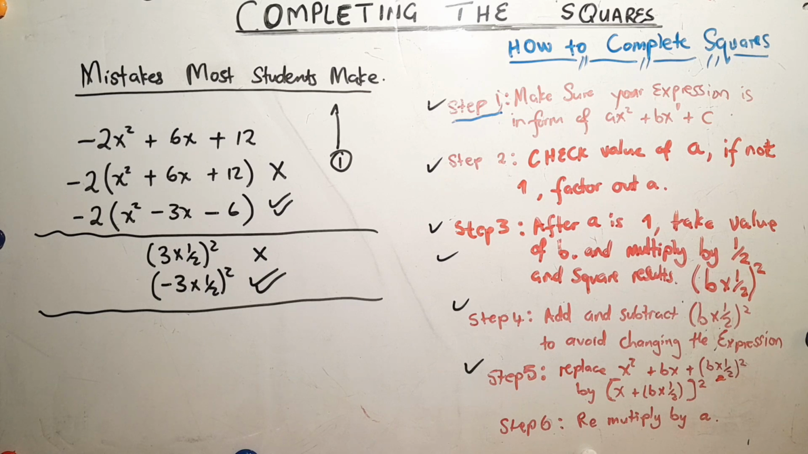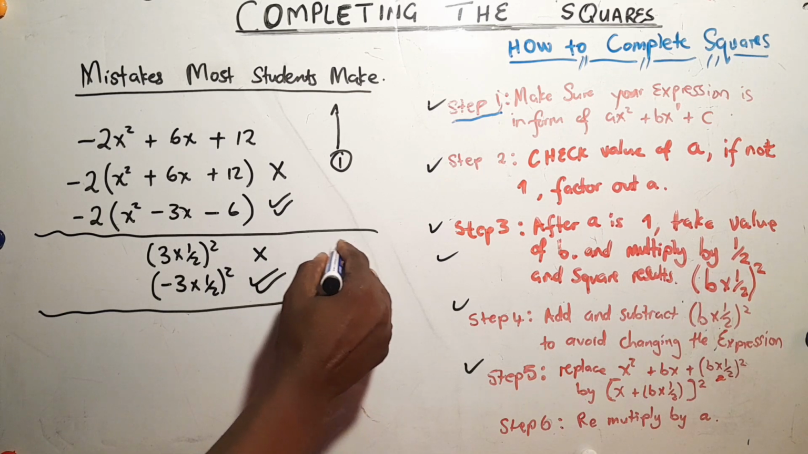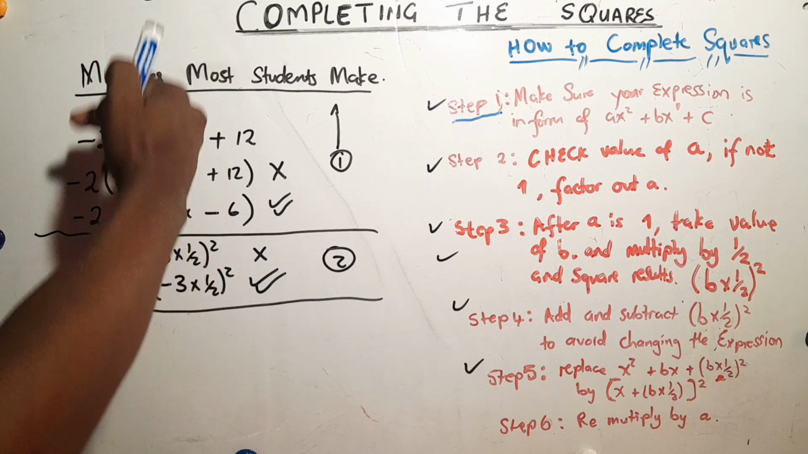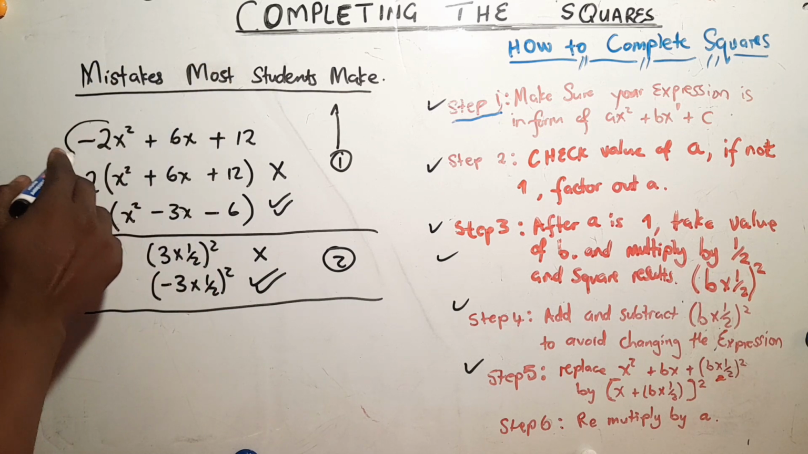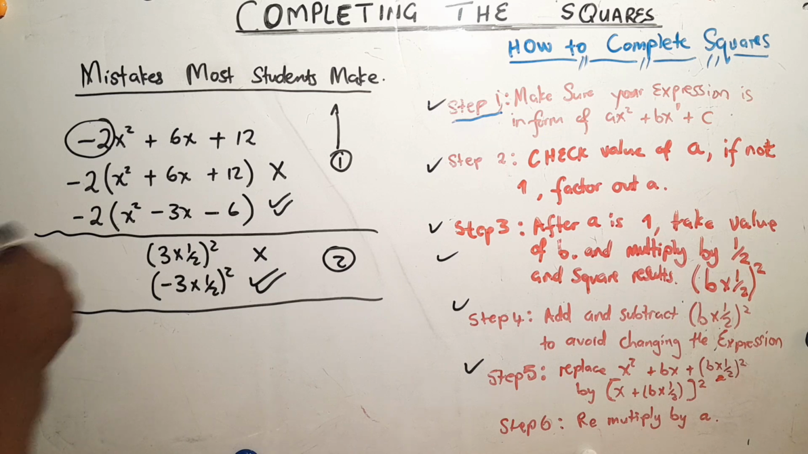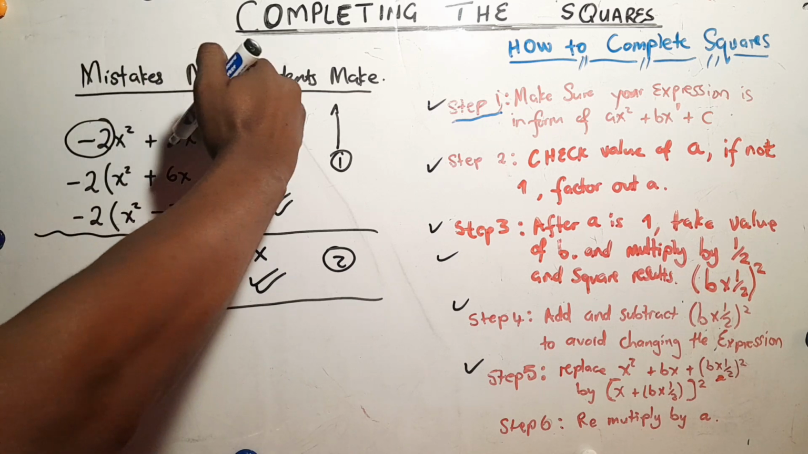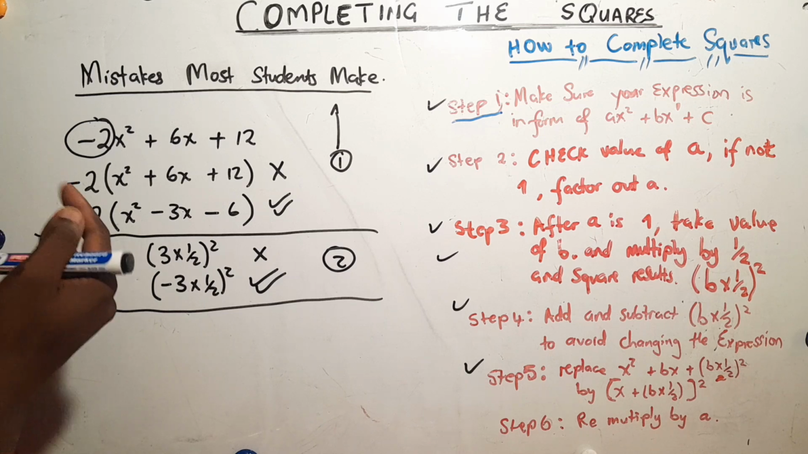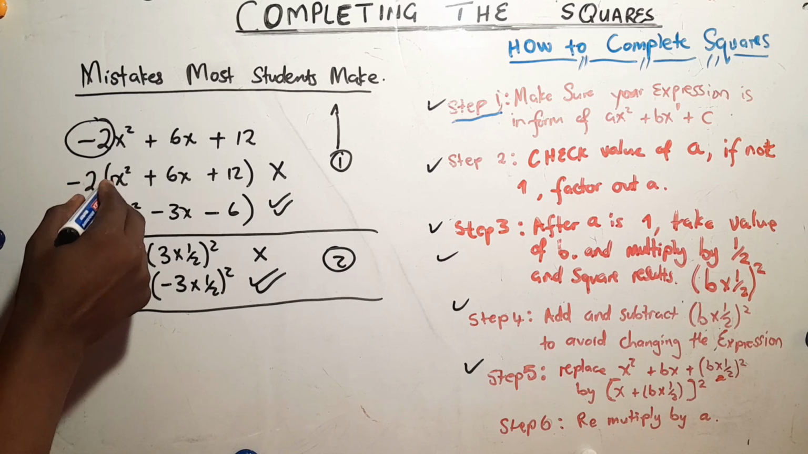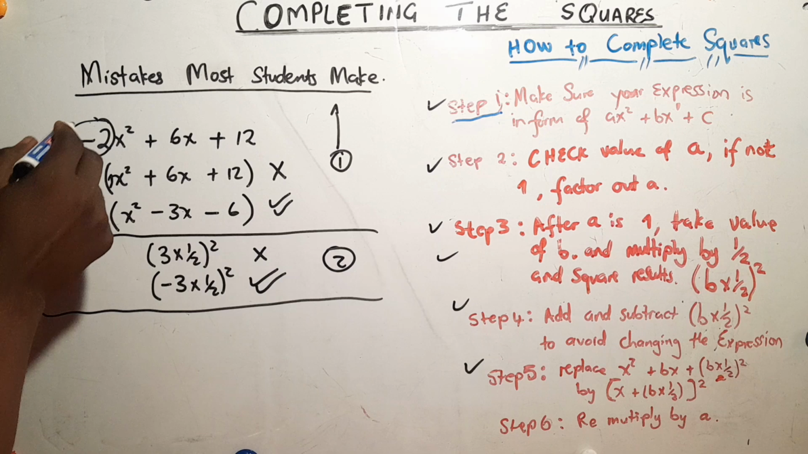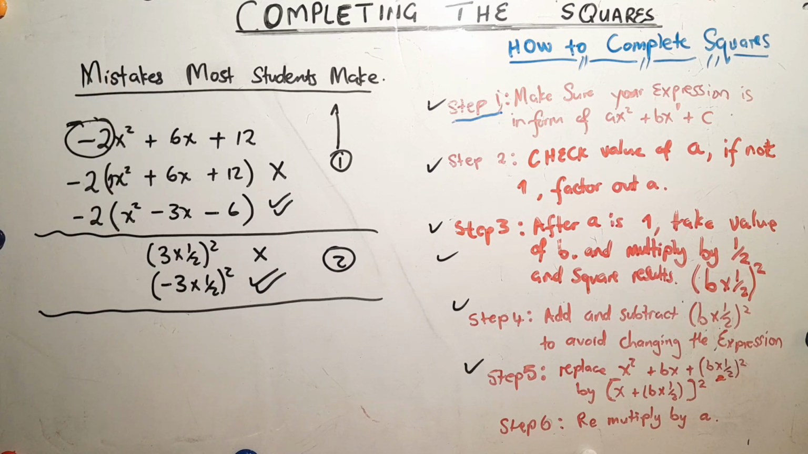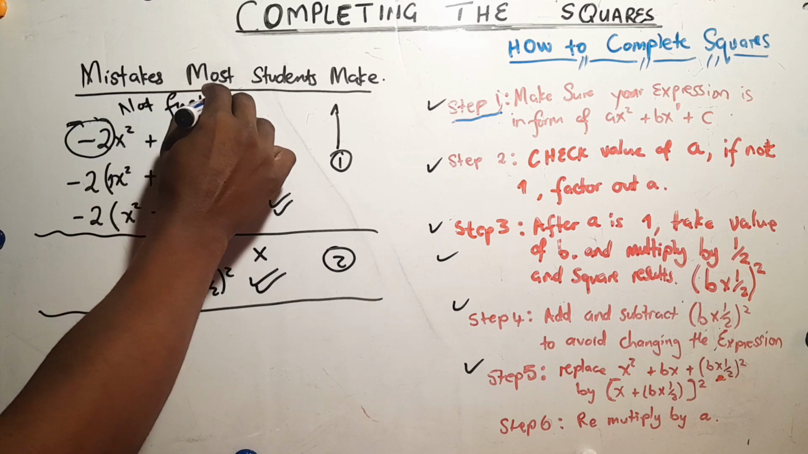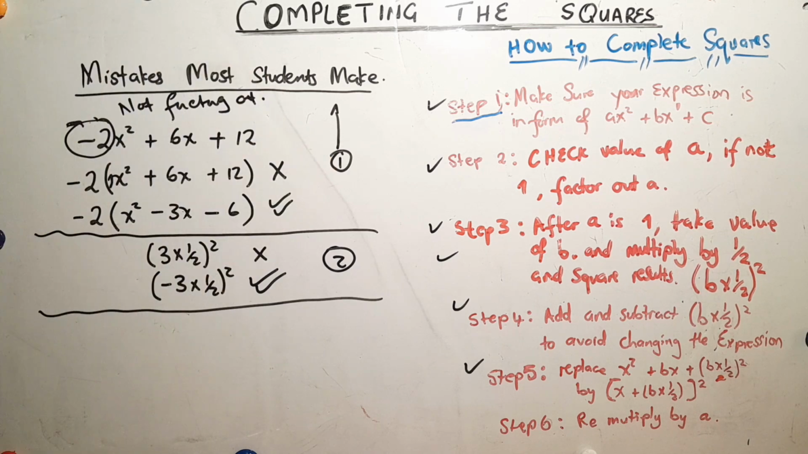The other mistake that I left out is that sometimes students just go on and complete the square without first dealing with the value of a. So you cannot complete the square without checking whether the value of a is 1, because you always have to complete the square with a equal to 1. So don't make the mistake of not factoring out. So that's one of the mistakes, not factoring out, right?